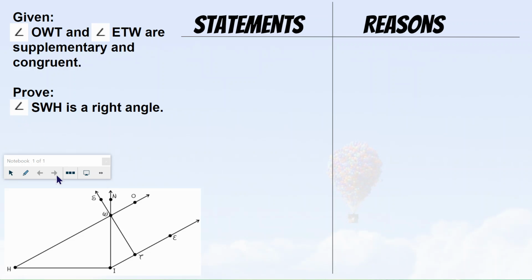So here we're trying to prove that SWH, this angle, is a right angle, and we're given that OWT and ETW, that one, are both supplementary and congruent. So we know that these are both going to end up being right angles because they're vertical angles, so we have to somehow prove that these are in fact right angles to get that jump over to this angle being a right angle.